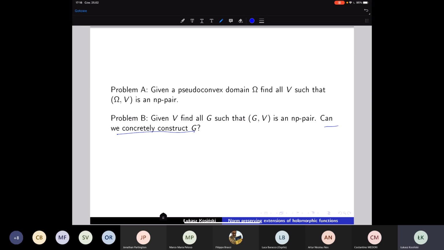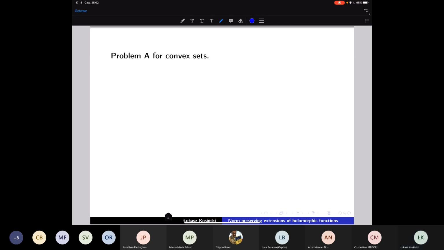Okay. Now I will focus on this question. So I will show how to use Lempert's theory for convex sets.